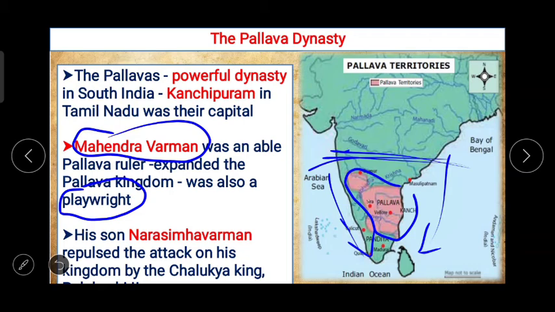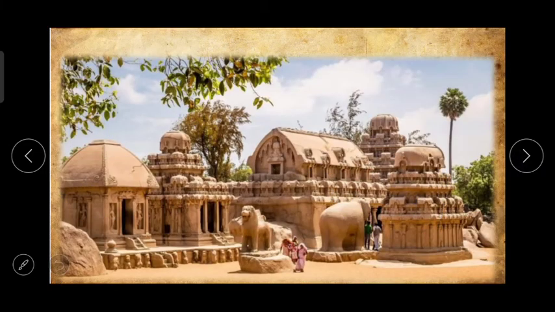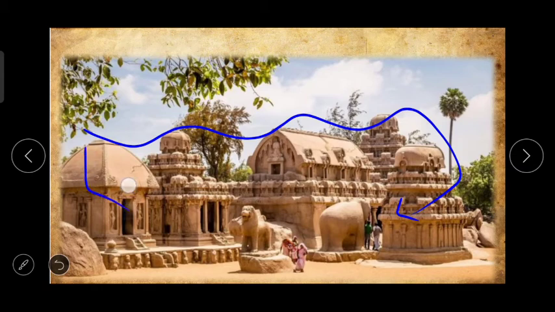His son Narasimhavarman repulsed the attack on his kingdom by the Chalukya king Pulkeshi II. The famous Ratha temples of Mahabalipuram were sculpted during his reign. These temples have been sculpted in single rock. You can see the beauty of this temple, which is sculpted in a single rock.